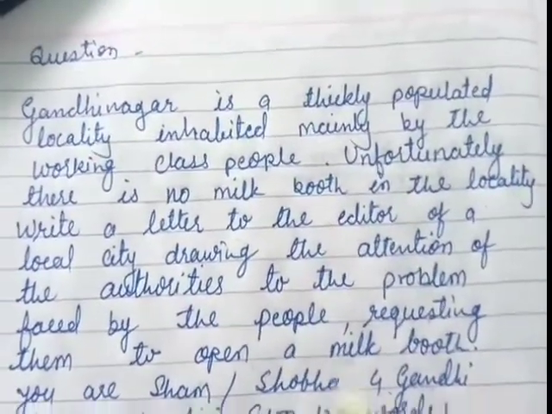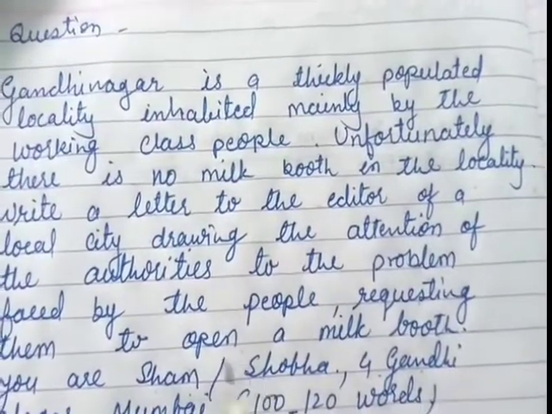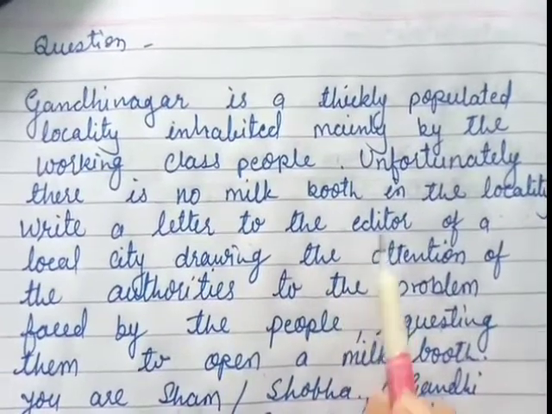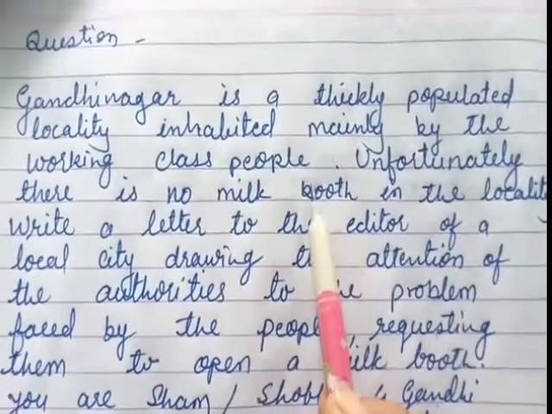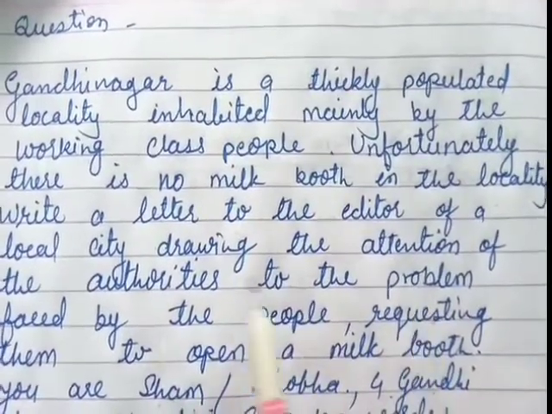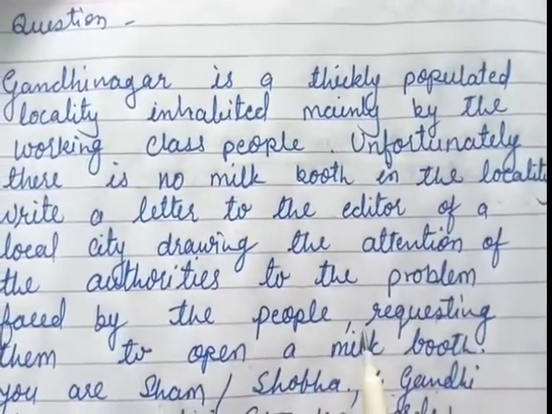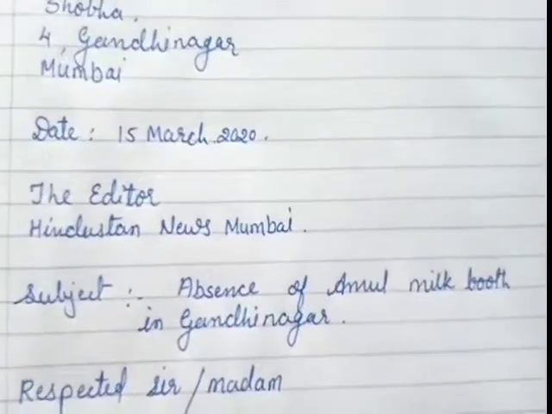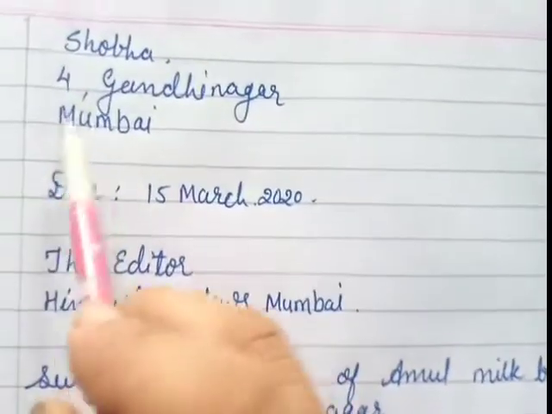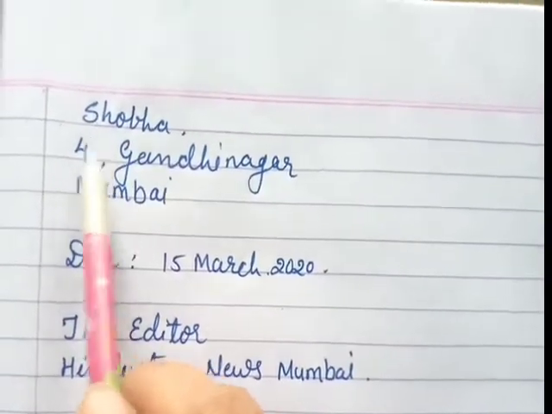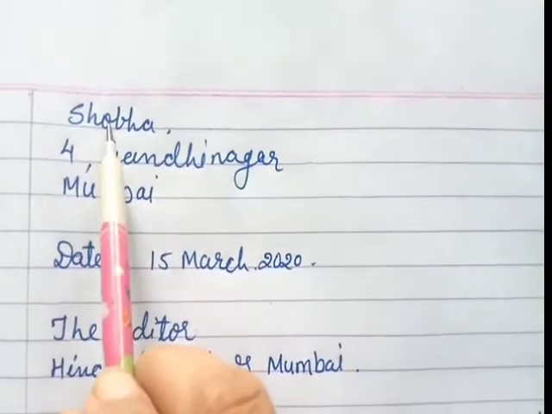First of all, you should introduce yourself with your name and then mention the issue. What is the issue about which you would like to write the letter to the editor, and then what is the detail of the problem, and then the resolution or solution of the problem. So let us begin to write the letter. First of all, you should write your name. If you're a boy, you should write Sham here, and if you're a girl, write Shobha.